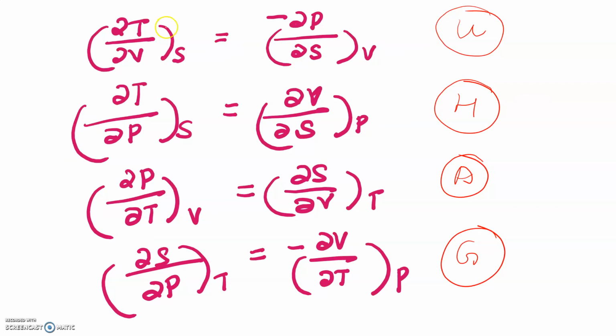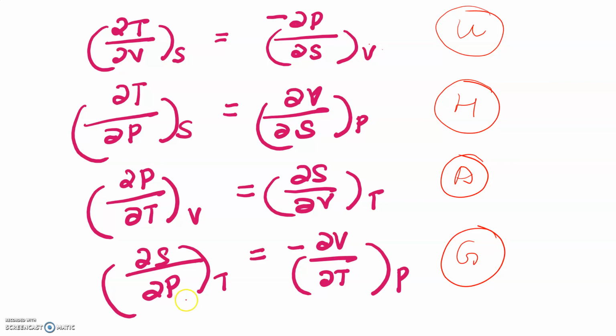What about the first equation? The first equation is obtained by cross multiplying this equation, giving dou S by dou V, and the second equation dou P by dou S at constant pressure. The denominator terms are kept constant. Here it's dou V, so V is constant; here it's dou S, hence S is constant. We put a negative sign for the first equation as well as the last equation.